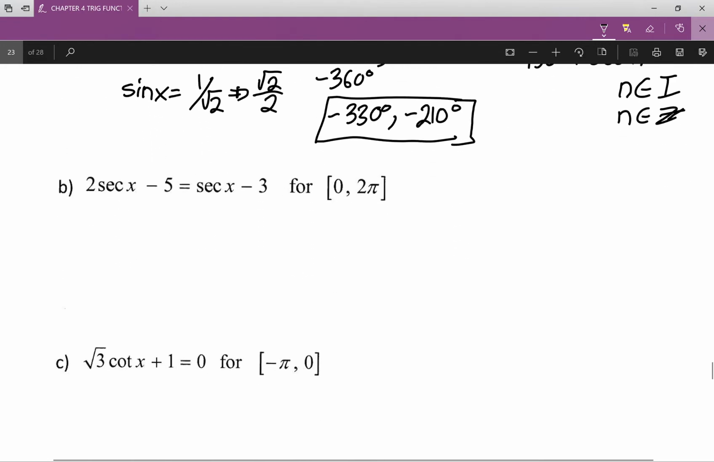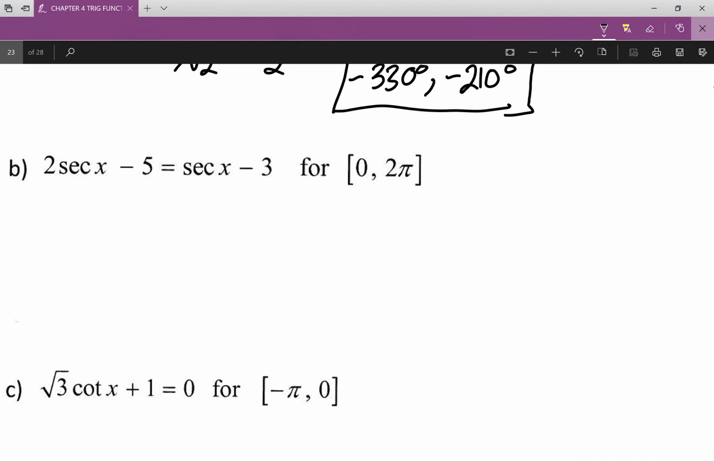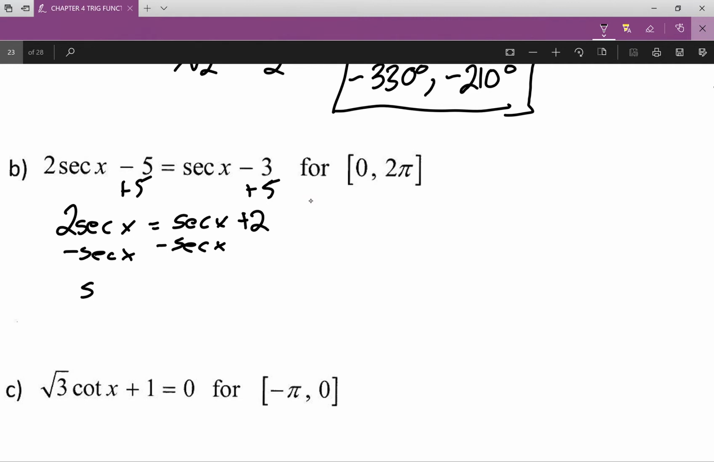Okay. So let's check out our next one. 2 sec x minus 5 equals sec x minus 3. First thing that I do is I add that 5 to both sides, and now I get 2 sec x equals sec x plus 2. I then subtract my sec x from both sides, and I get sec x equals 2.